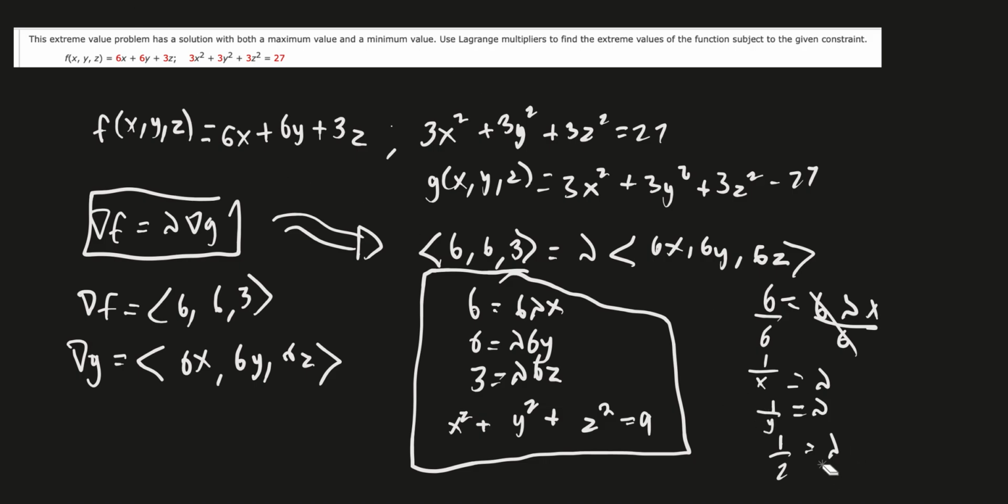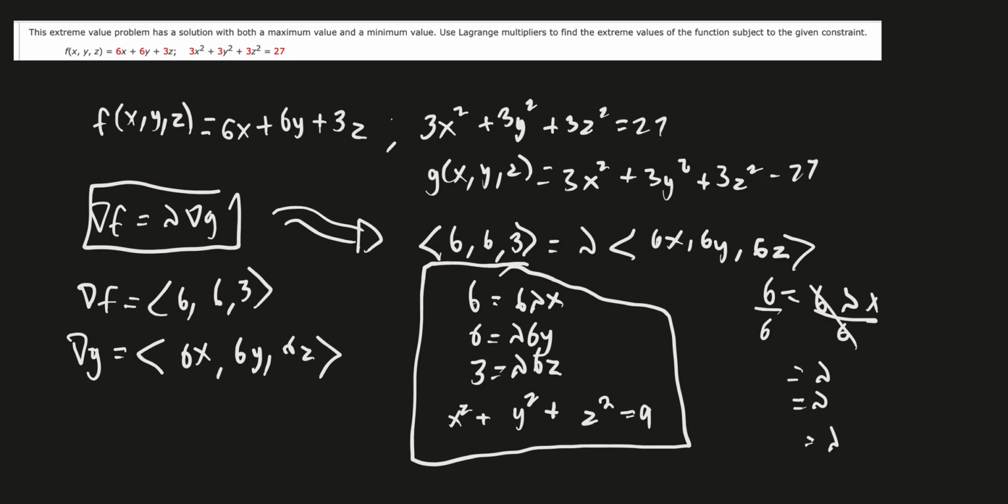That is probably not the best idea to do. Let me do something else here. We know that 1 is lambda x and 1 is lambda y. x can't be 0, y can't be 0 in order for us to get this. So lambda x is lambda y. What we can do is divide by lambda, so x is equal to y. So given this piece of information, what else can we do?